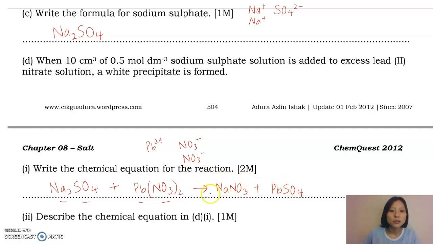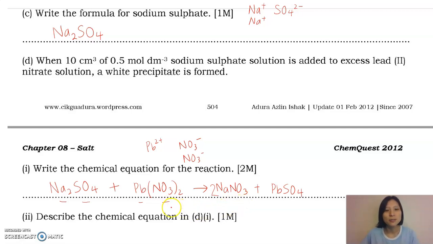Alright. So there are 2 sodiums on the left side of the arrow and on the right side of the arrow, 2 sodiums. Then you have 2 N's. Right, correct. There are 2 N's here. 6 O's plus 4 O's. Then you have here 6 O's plus 4 O's. So everything looks balanced already. So that's your 2 marks.